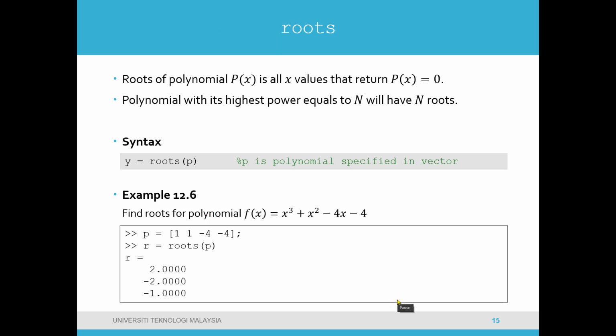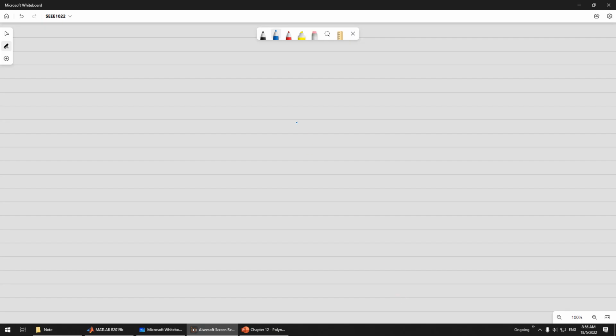Take a break for 5 minutes and we will continue with the roots. I think most of you already know what a root is, but I will show you later. So after the 5-minute break, we continue.